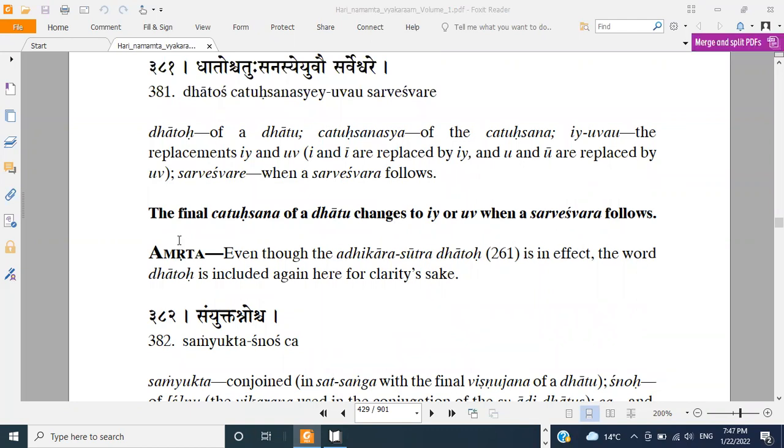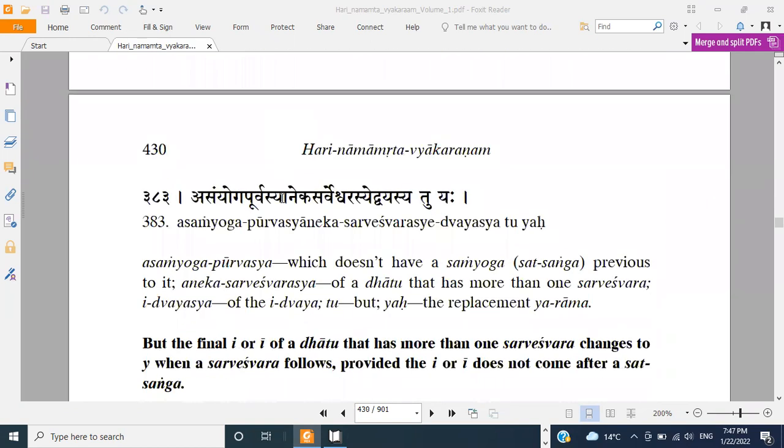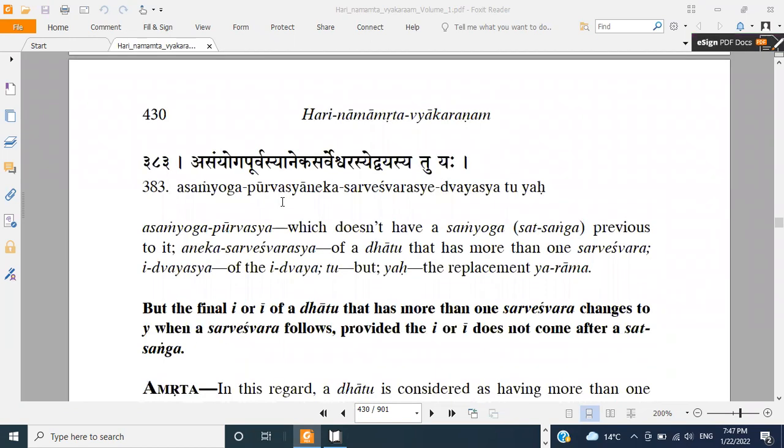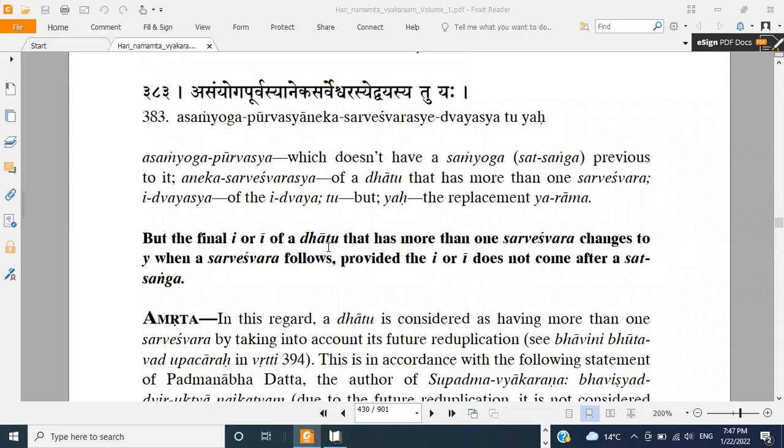So we'll do it. Sanyukta Shnoshta. The U of Shnu also changes to uv when a Sarveshwara follows, provided the na of Shnu is in Satsanga. So this usage will come ahead. Sanyukta Shnoshta. Then asanyoga purvasyaneka sarveshwarasya idvayasya tu yah. But the final E or E of a dhatu that has more than one Sarveshwara changes to Ya when a Sarveshwara follows.